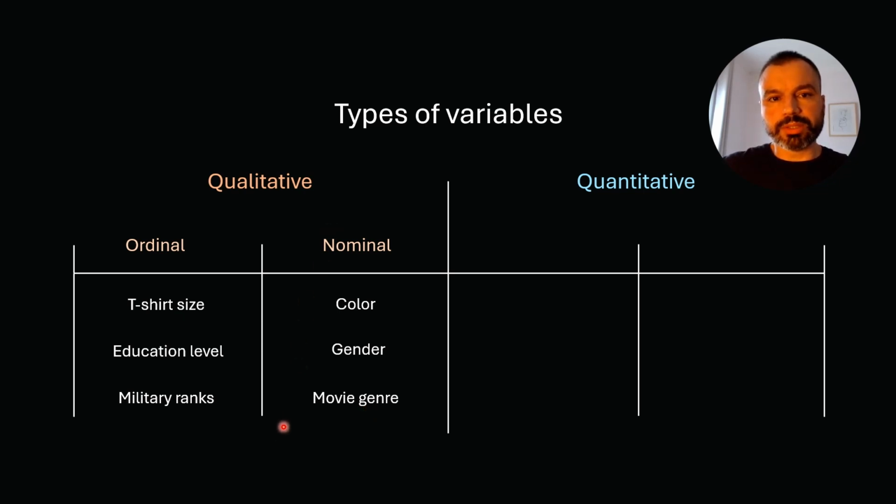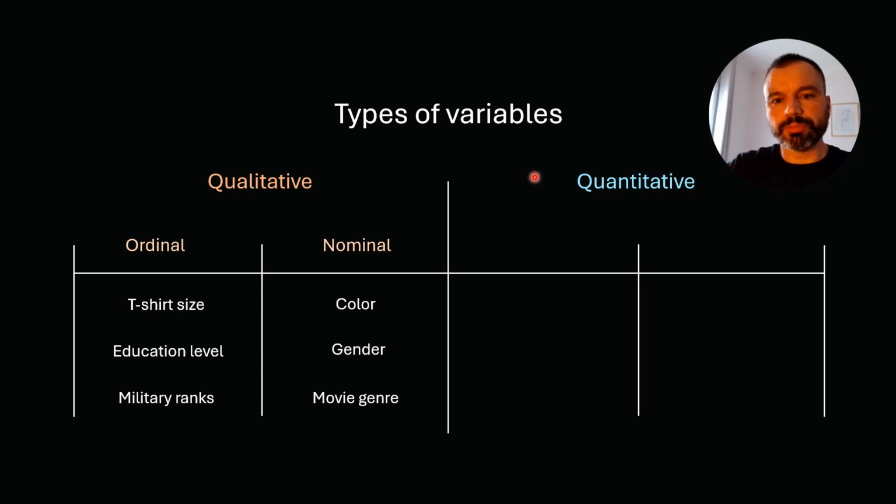So let me say it again. The main difference between ordinal and nominal variables is that with ordinal variables, there will be a hierarchy between the different values an ordinal variable can take, whereas with nominal variables, there won't be any hierarchy, there won't be any order of arrangement. So let's now talk about quantitative variables.